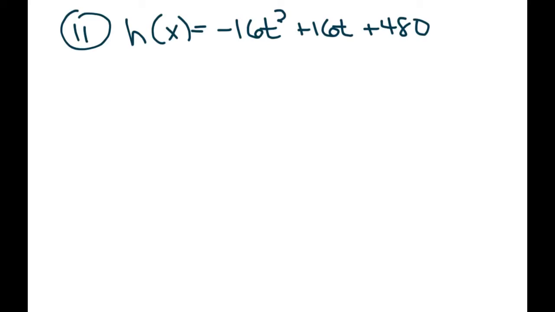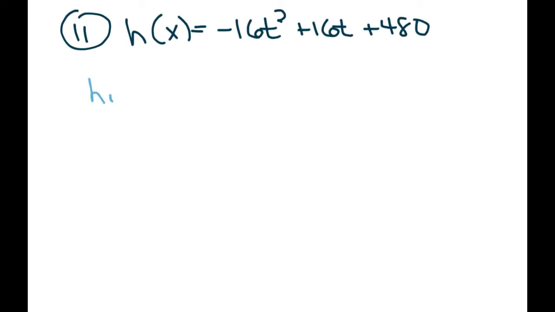In number 11, Jason jumped off a cliff into the ocean in Acapulco while vacationing with some friends. His height as a function of time can be modeled by the function h of t is equal to negative 16t squared plus 16t plus 480, where t is the time in seconds and h is the height in feet. How long did it take Jason to reach his maximum height?